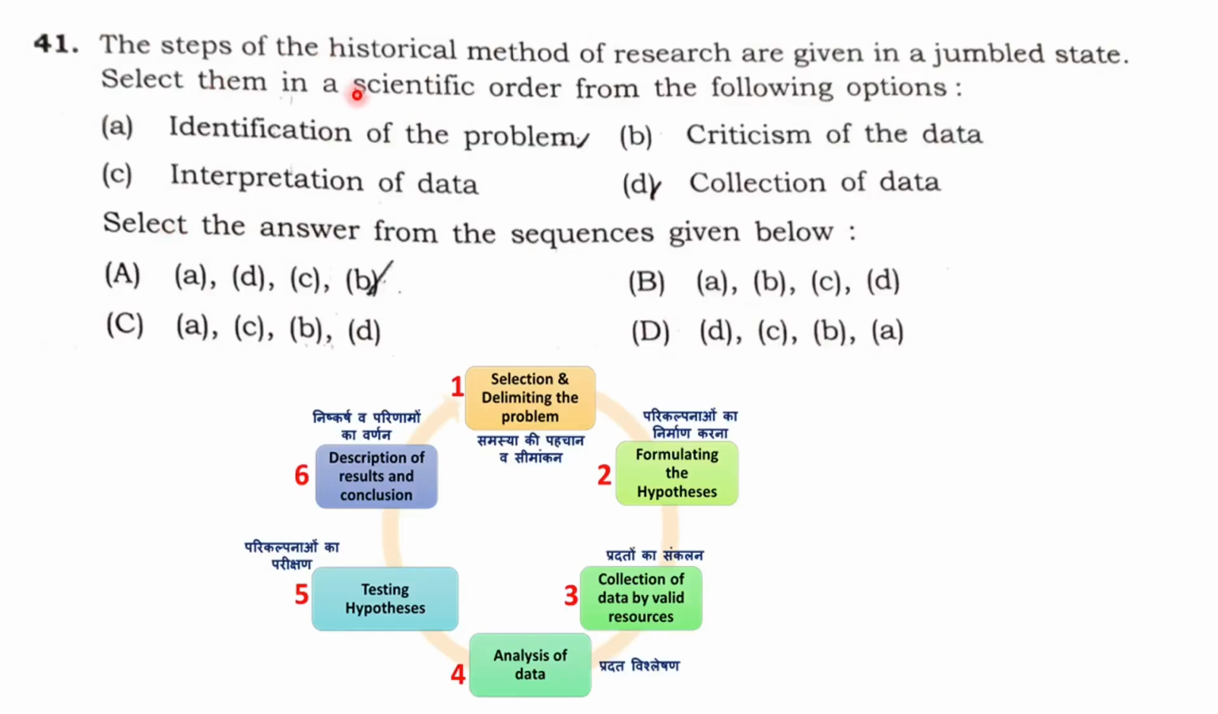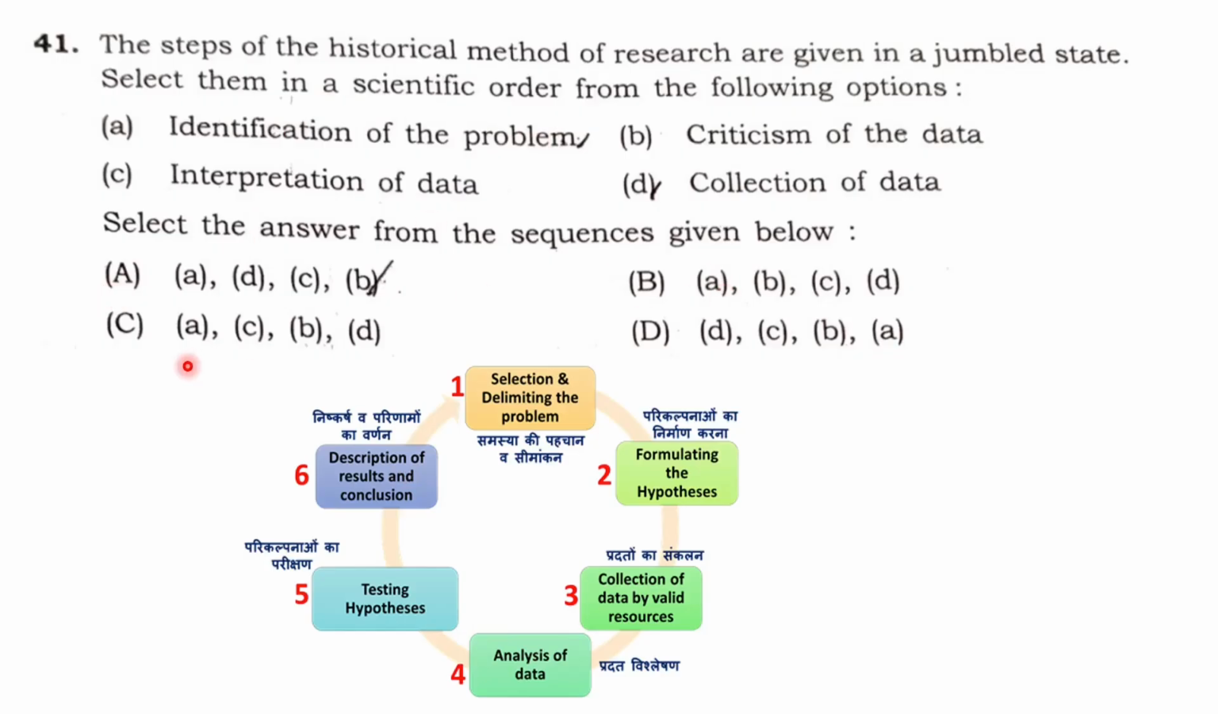Next up, the steps of the historical method of research. The steps are given here: selection of the problem, identifying the problem, then formulating the hypothesis, collection of data, analysis of data, testing the hypothesis and description of results. So here the first step should be identification of the problem.